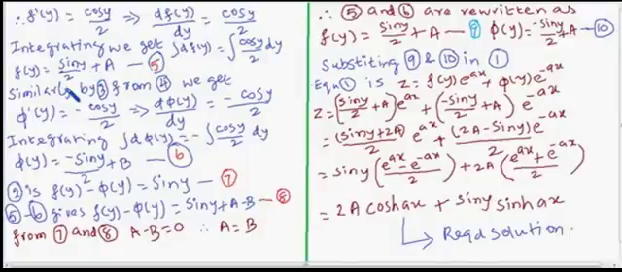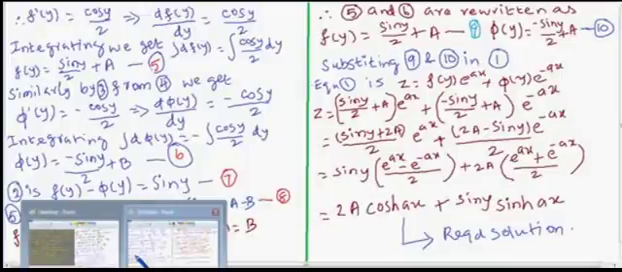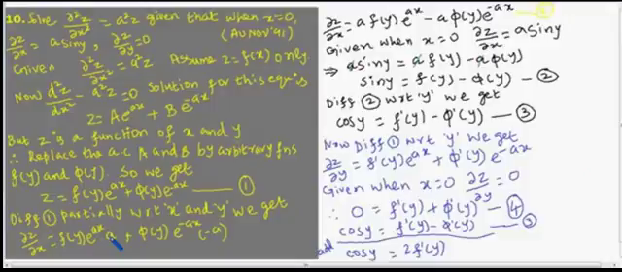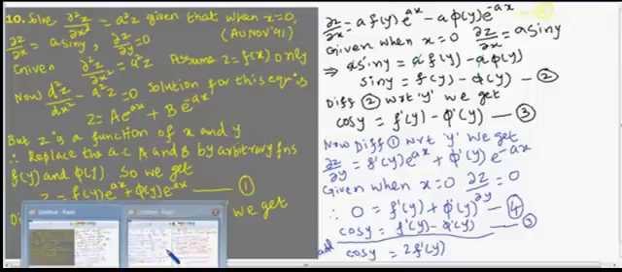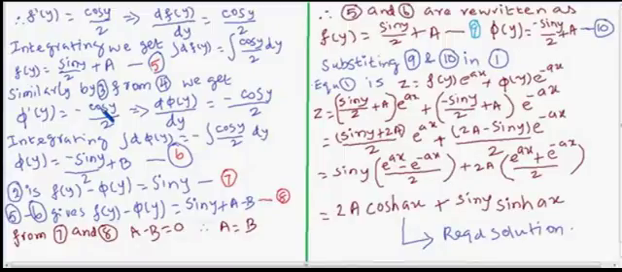Similarly, when you subtract 4 from 3, we get phi dash of y is equal to minus cos y by 2. So phi dash of y is written as d phi of y divided by dy, which is equal to minus cos y by 2. Integrating, it will become integration of d phi of y is equal to minus of integration cos y by 2 into dy.